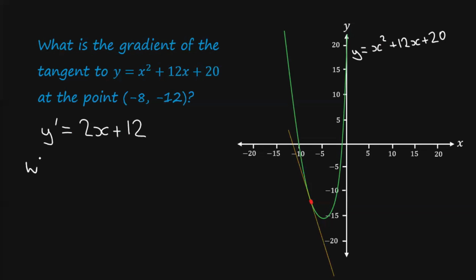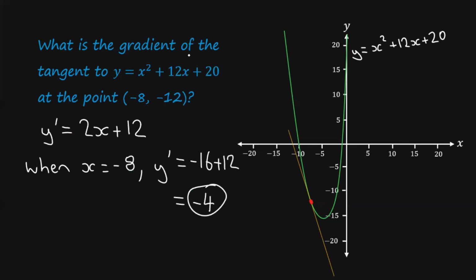Now we're going to substitute the x value in. We're interested in this point, (-8, -12). So when x equals -8, our derivative is equal to -16 plus 12. I'm running out of room a little bit there. So -16 plus 12 is going to be -4. That tells me that the slope or the gradient of this tangent, of this line here, is -4. And that's it. Really simple, using calculus, using the derivative to find the gradient of the tangent.